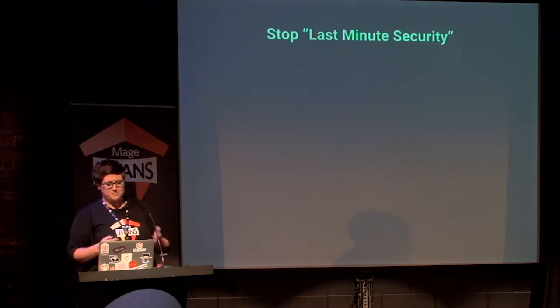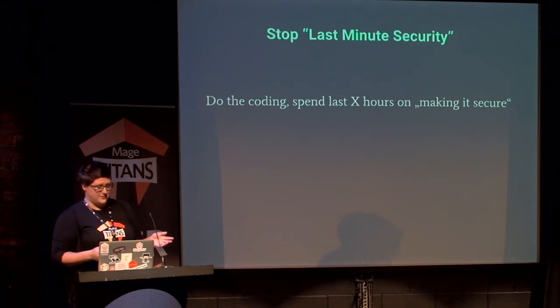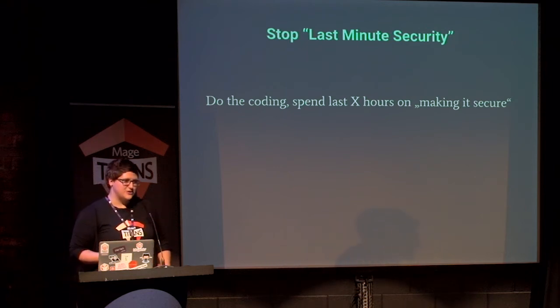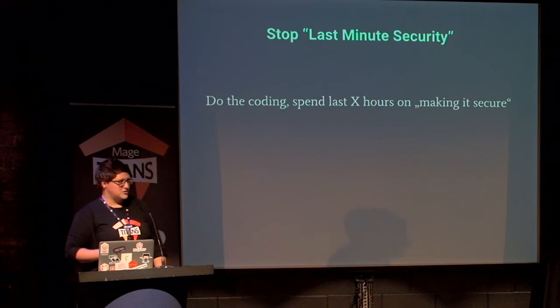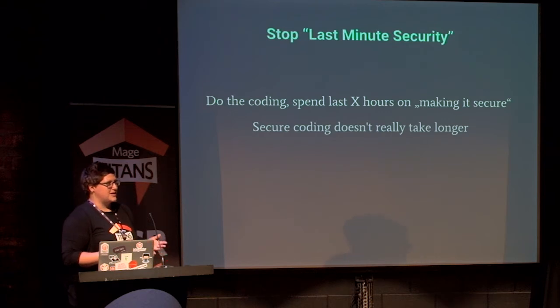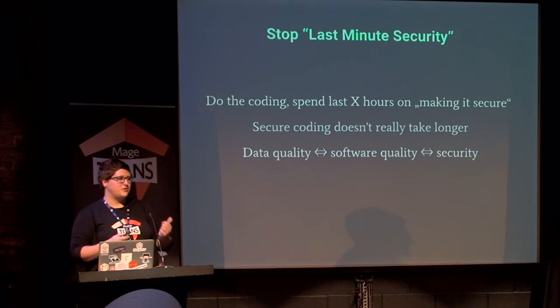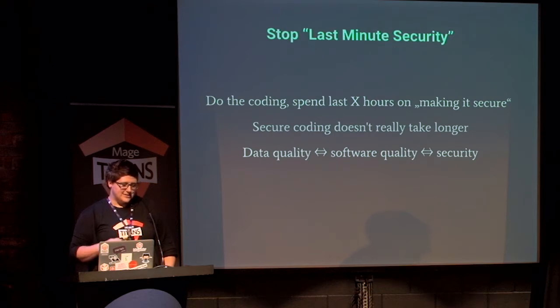So what I'm basically saying is stop this last minute security. I know how it works. You have 8 hours to finish a feature, and then you already used 10 or 12 to get it done, and everyone says, yeah, we'll make it secure afterwards. I know that this is not going to happen. Secure coding doesn't really take longer if you know where to take care and what functions to use. And also, as you've seen before with the academic titles, I think software quality, data quality, and security are also kind of related. So you know what kind of input you expect at some point, and you can improve the quality of your projects if you also define this.